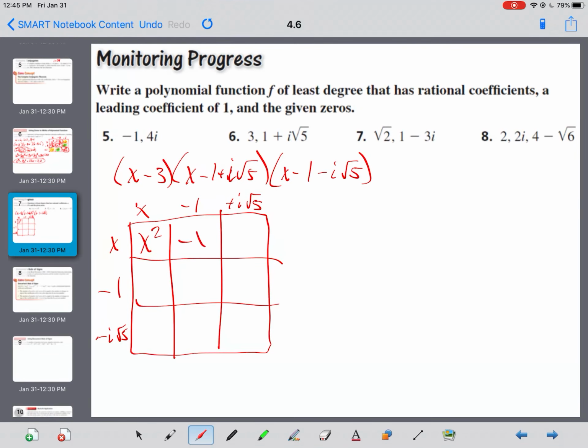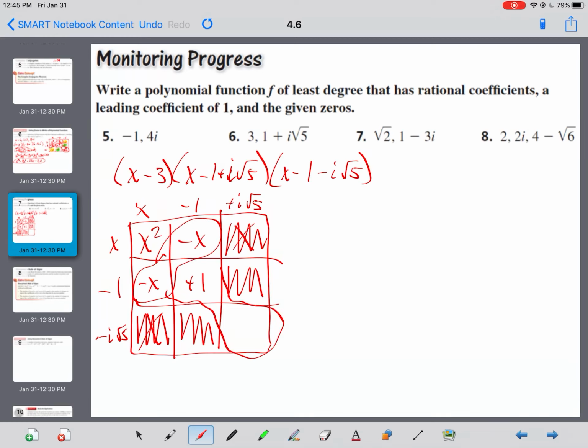x squared, negative x. This box actually isn't going to matter, so we can just scratch it out. That box isn't going to matter. That's the pattern that happens. Only the real parts are the parts that we're really going to care about. So negative x, positive 1. These are going to be like terms. Negative i squared, and then square root of 25, which is, that's a negative 1. Negative makes positive. Square root of 25 is 5.